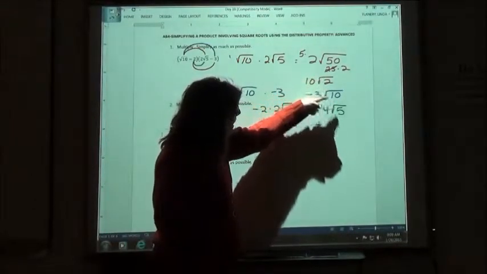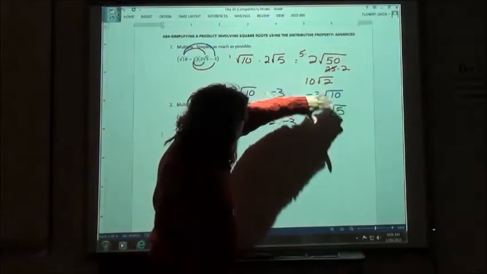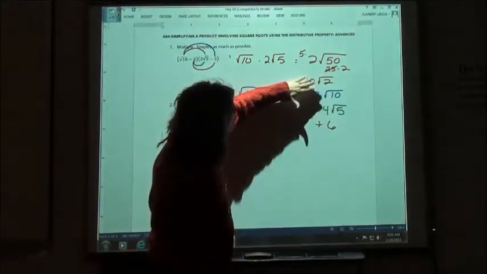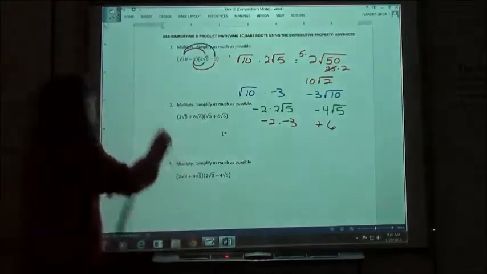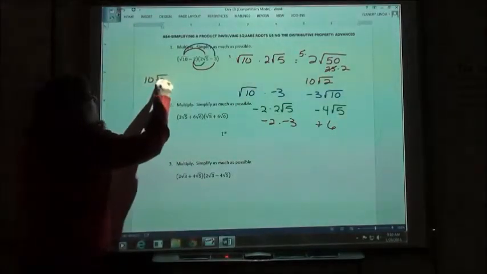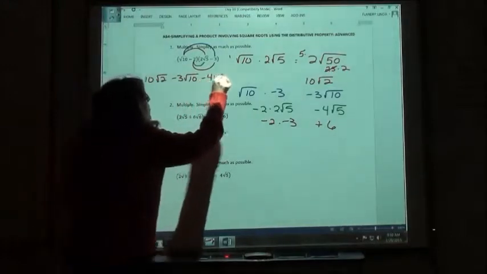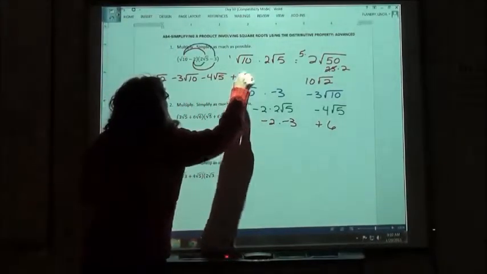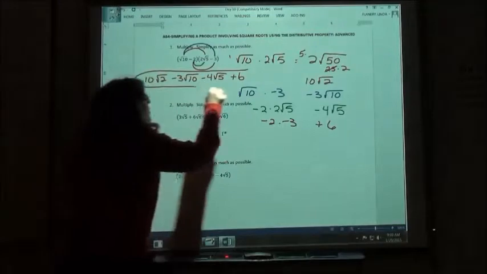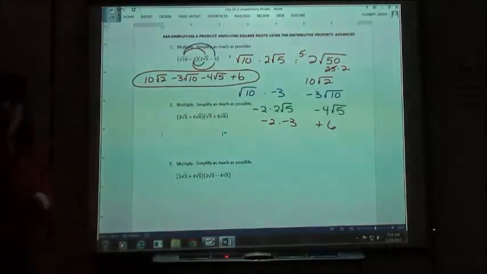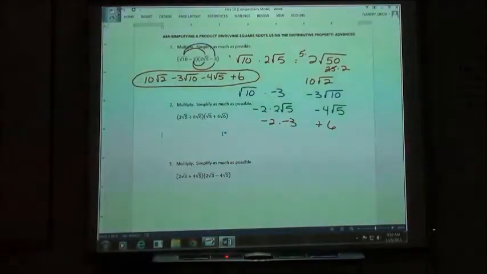None of these are like terms because they don't have the same square roots on the end, so I'm just going to list my 4 answers. 10 square root of 2 minus 3 square root of 10 minus 4 square root of 5 plus 6. And that big long thing goes in for your answer. That's what we got, right?